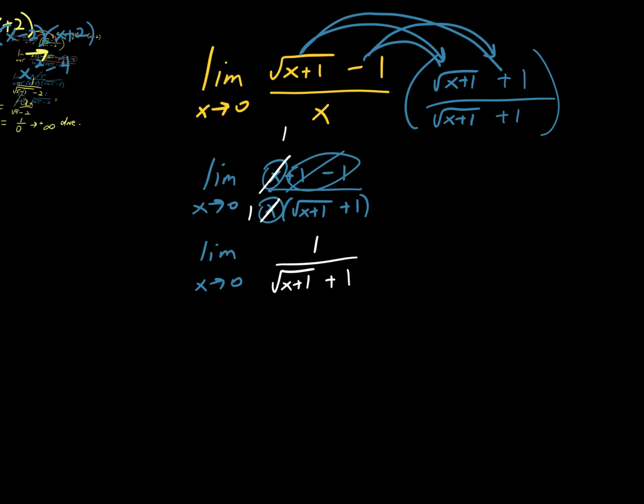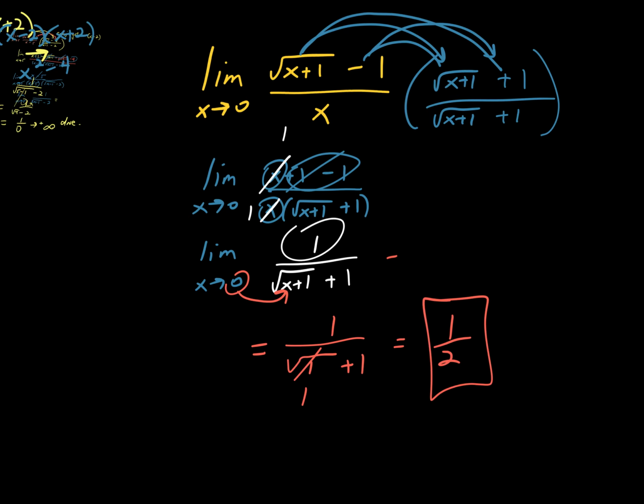Now we can evaluate. Notice how we're not going to get a 0 over 0? Let's plug it in. Take your 0 and plug it in, and this just equals this. Now you have 1 over 0 plus 1, which is 1. And the square root of 1 is 1, so it looks like the answer here is 1/2. Nice job.